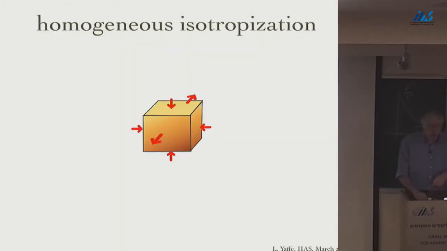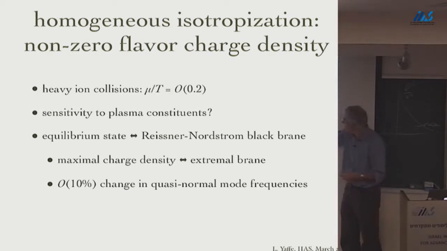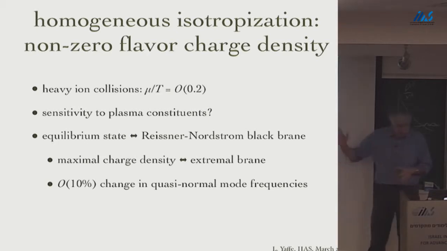Okay, well, that pretty much says what I already did. In real heavy ion collisions, there is some baryon chemical potential. A reasonable question is, how much difference does it make? On the gravity side, it means we're looking at Reissner-Nordström black branes.